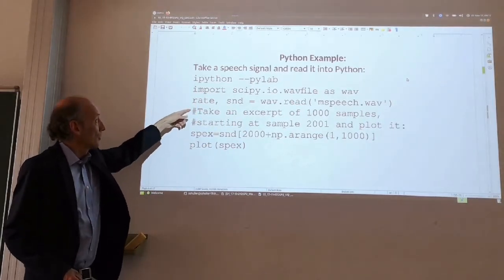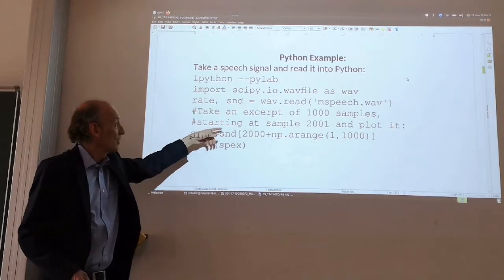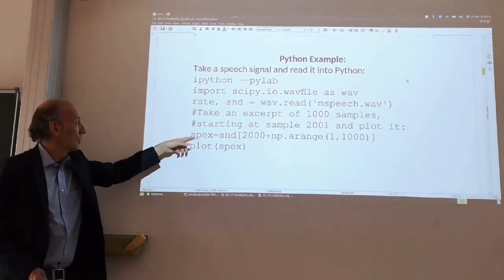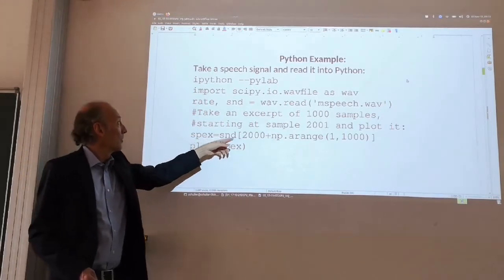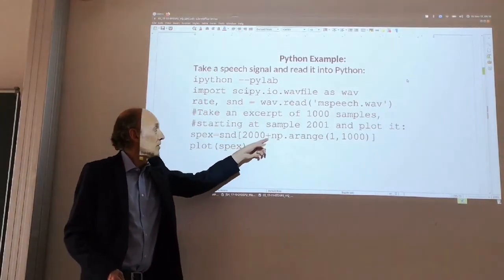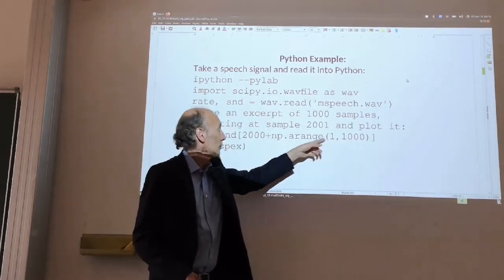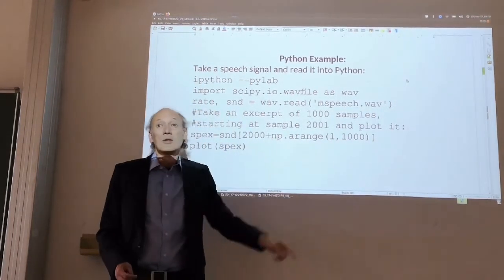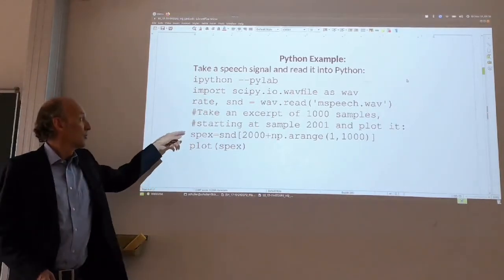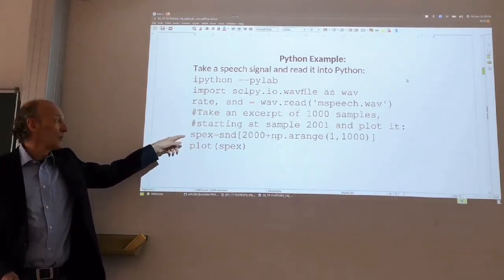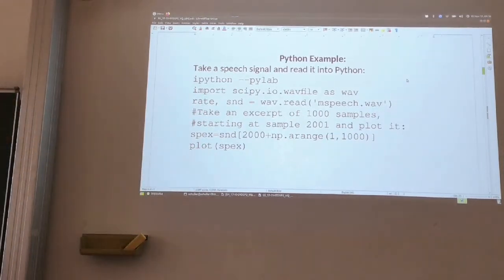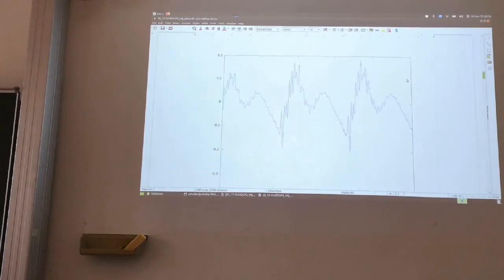And we just take an extract of 1,000 samples, starting at sample number 2001, and plot it. So here, speech example is our sound array. I'm starting at 2000, and then I'm taking the next 1,000 samples. NumPy gives us the next 1,000 samples. Make sense here? Yeah. So now we can plot it. So we will see the example.